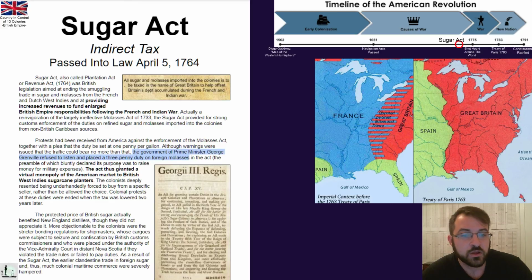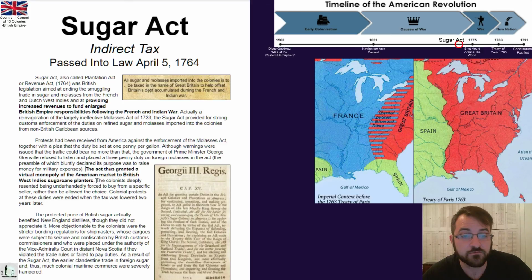in the Act, which in the preamble, it straight up says the whole point of this is that all sugar and molasses imported into the colonies is to be taxed in the name of Great Britain to help offset Britain's debt accumulated during the French and Indian War.